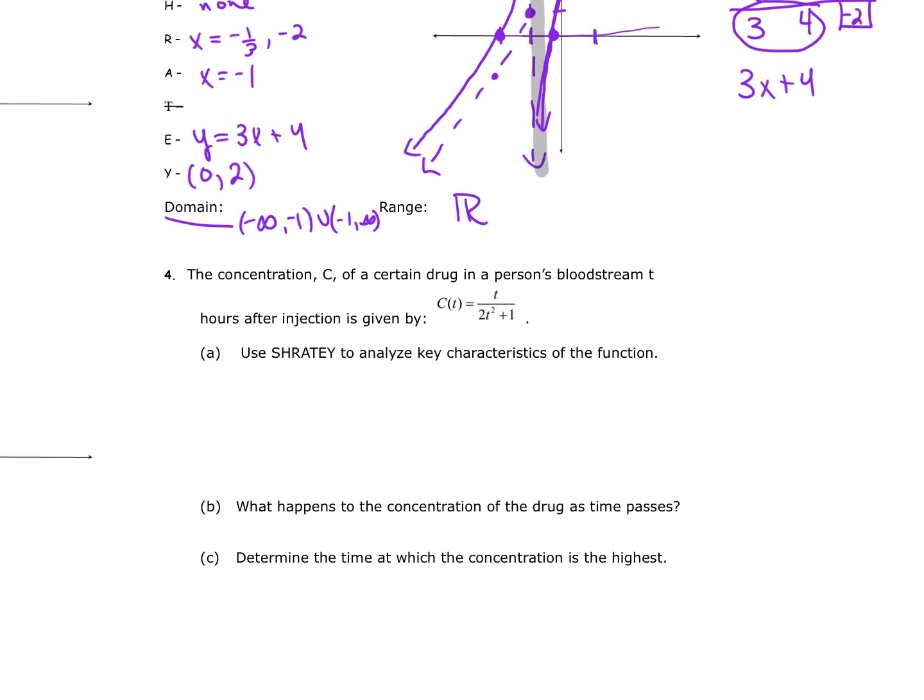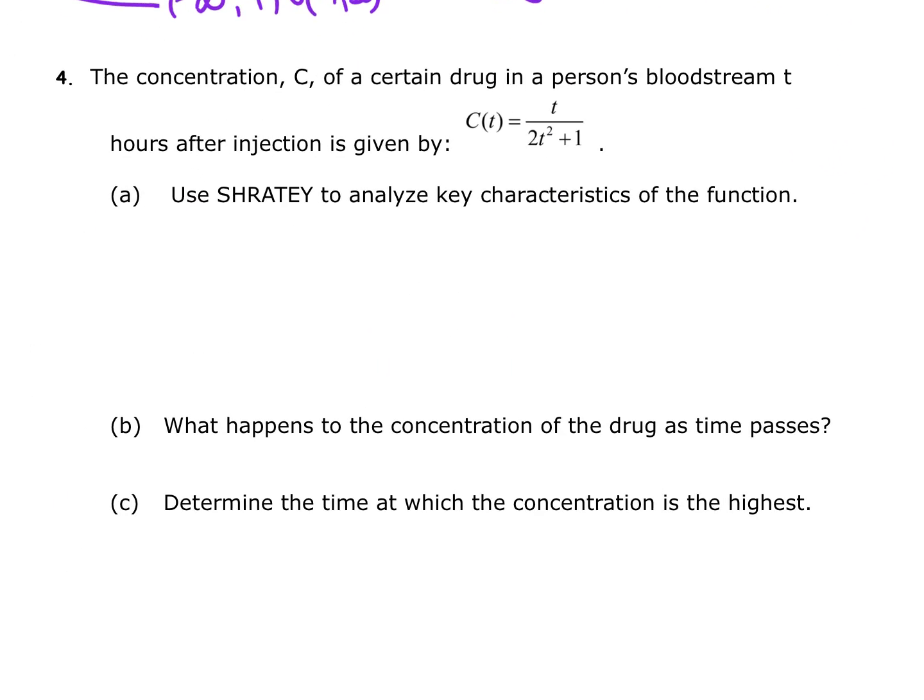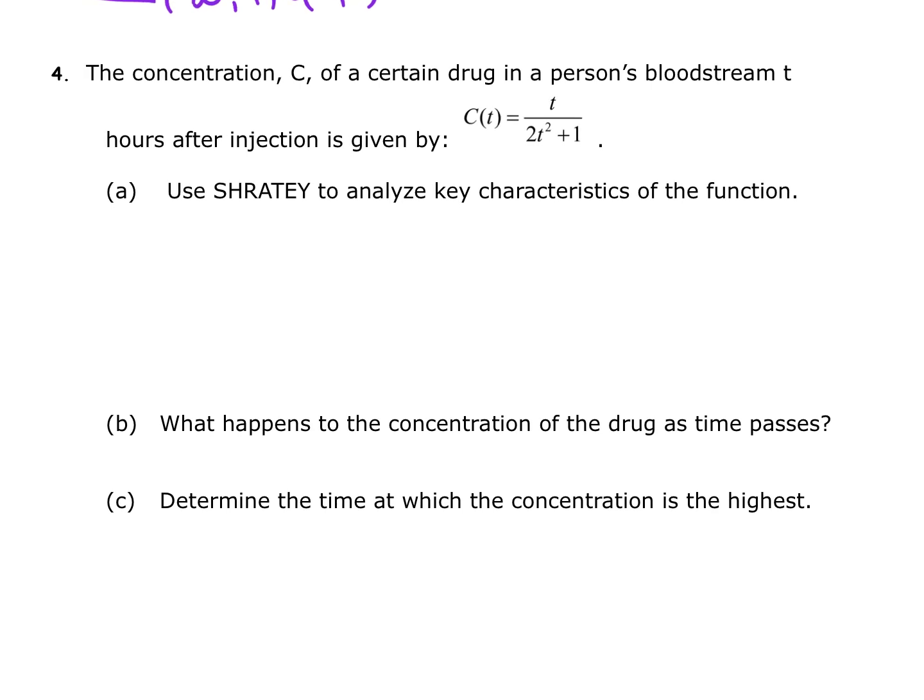Okay, let's see. We got our word problem down here. Let's see what we can do with this. The concentration C, so this is our answer, our concentration. We got our concentration of some certain drug that's been in a person's bloodstream for T hours. So here's our time after injection is given. So here I go. Gave her a shot, right? Is it in her bloodstream yet? No.